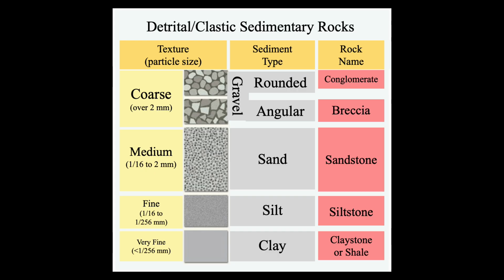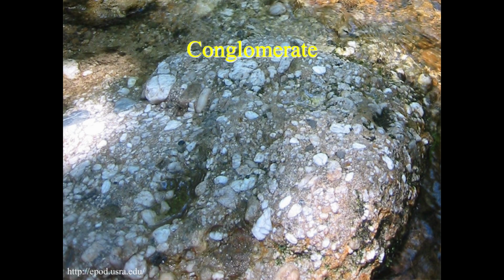We subdivide these rocks based on how well rounded the fragments are. If the fragments are well rounded, then we call the rock a conglomerate. And this is an example of a conglomerate. As you look at this rock, you can see how well rounded the fragments are. There are very few sharp edges and corners on these fragments.